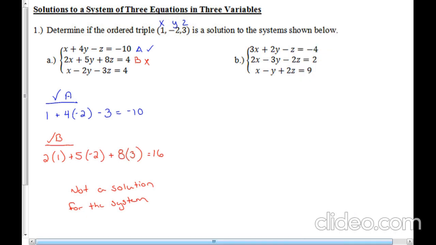So go ahead and pause the video for a moment and see if you can figure out if the ordered triple 1, negative 2, 3 is a solution for the system shown in B.